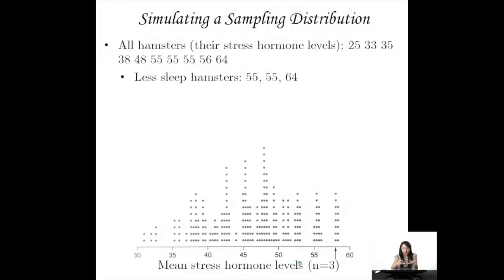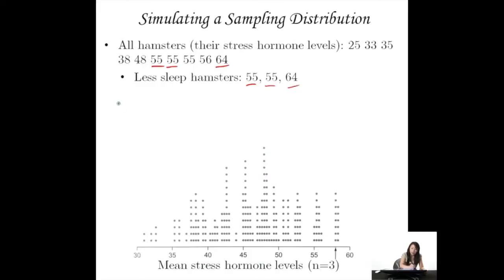All right. So here we go. Here are all our hamsters, and here's our known sample of less sleep hamsters. So it's those guys, right? But maybe it's just that they were randomly picked. Who knows, right? In order to generate this sampling distribution of the mean, right?